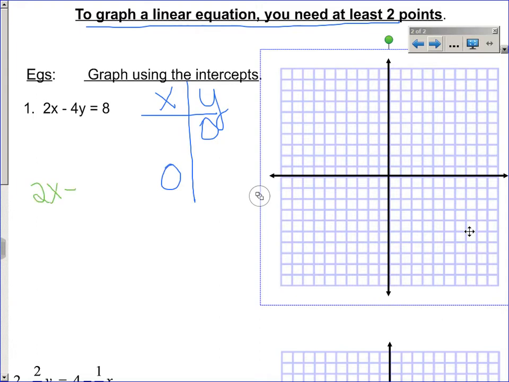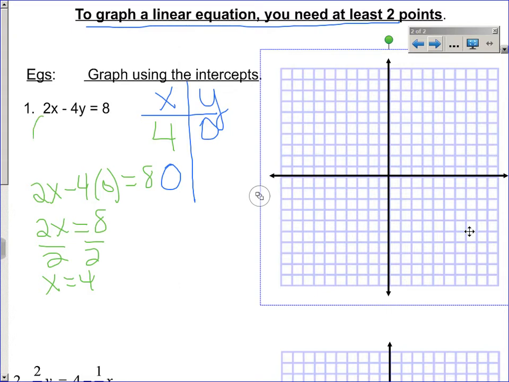2x minus 4 times 0 equals 8. 2x equals 8. Divide by 2, divide by 2. X equals 4. So we've got that point. I would write it as (4, 0) for my x-intercept.